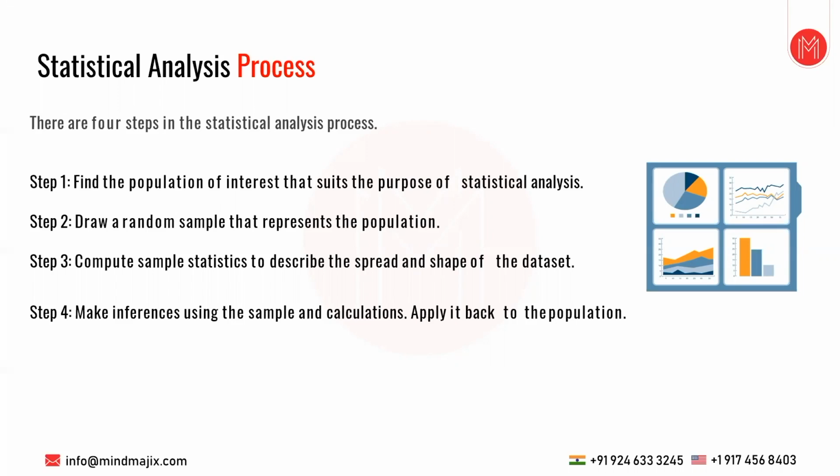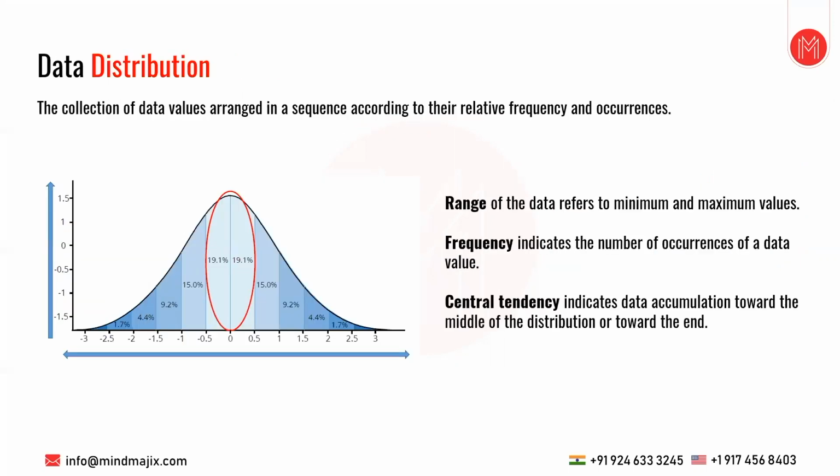But it is not just done within these four steps. Within these steps, we have to do many more things based upon population and sample, and we also have to find out the data distribution. So let's talk about data distribution. A distribution is a mathematical function that describes the relationship of observations of different heights. A distribution is simply a collection of data or scores on a variable. Usually, these scores are arranged in order from smallest to largest, and then they can be presented graphically. It is a collection of data values arranged in a sequence according to their relative frequency and occurrence.